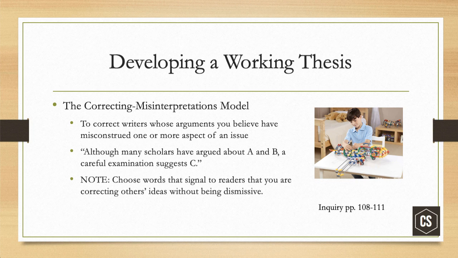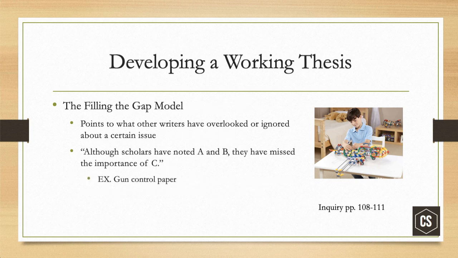The correcting misinterpretations model is to correct writers whose arguments you believe have misconstrued one or more aspects of an issue. And there's key phrases that we use to make those kinds of statements. So, although many scholars have argued about A and B, a careful examination suggests C. Notice the signal phrases, the words that you use, signal to readers that you're correcting others' ideas without being dismissive. So you're saying some scholars are talking about this, but we're going to examine this. And so you're doing it in a way that's not directly disrespectful to the original writers.